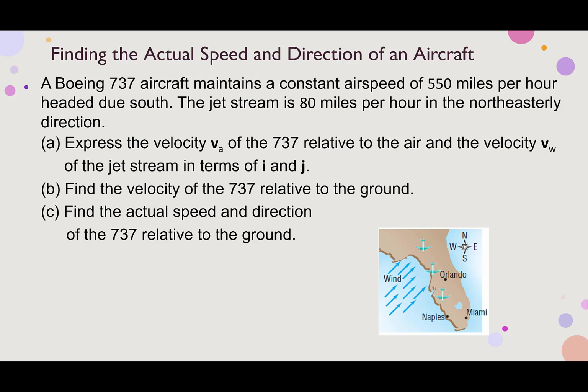So here's two separate forces. They're going to act together to find the velocity of the 737 relative to the ground, and then we'll find the actual speed and direction of the 737 relative to the ground. This picture shows the airplane is traveling south, but this wind is coming northeast. So it's going to have an effect on it, right? It's going to push it some. So we have to say, what does that look like?